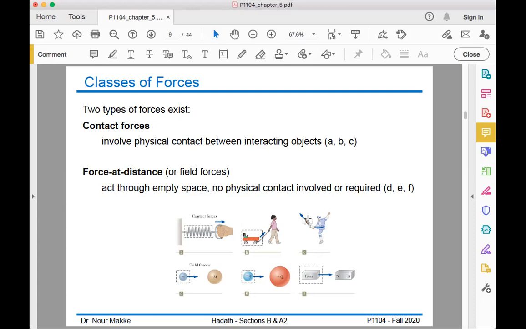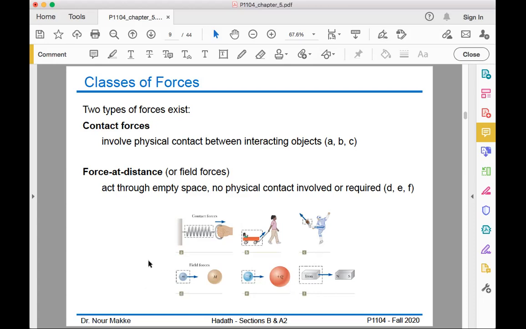And we have also what we call the force at a distance. In this kind of forces, they act through empty space. So there is no need for a physical contact between the interacting objects. Like in this case, for example, the gravitational force between the masses. If you have two electric charges, also the force between them is a force at a distance, a magnetic force, etc. Okay.